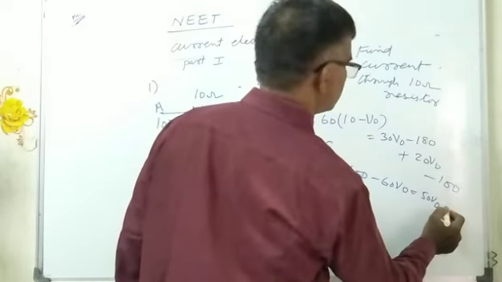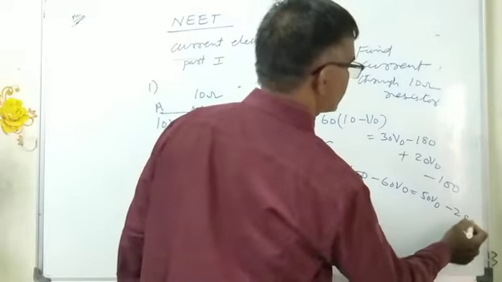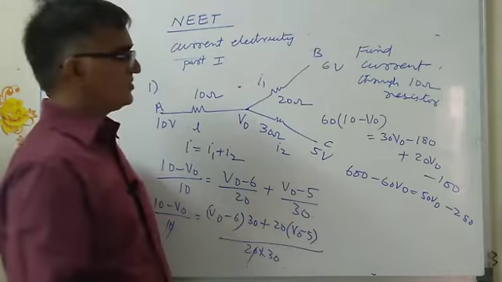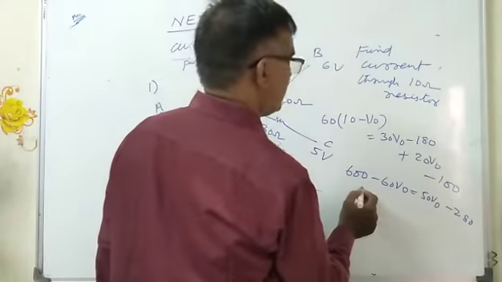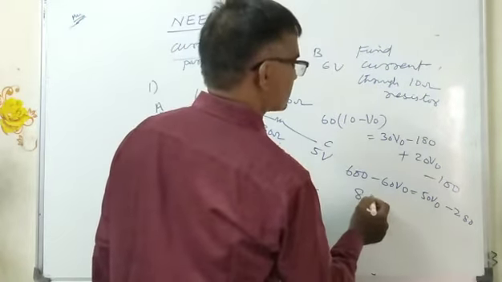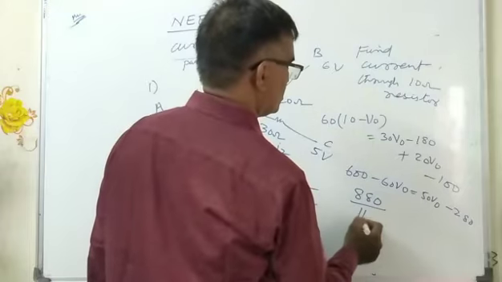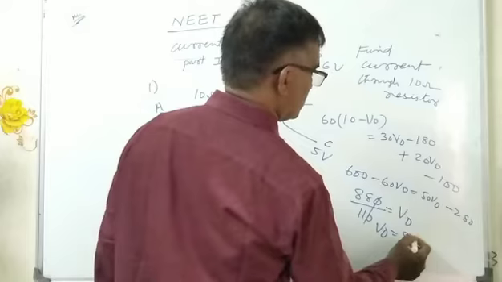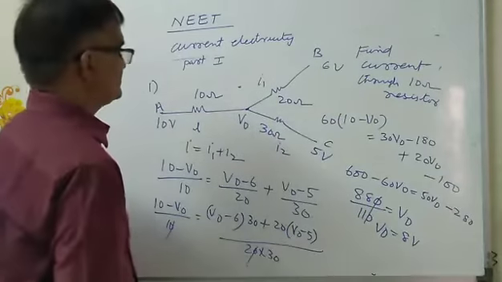So 600 plus 280 is 880, divided by 110 is equal to V0. So what V0 did we get? 8 volts. V0 is 8 volts.